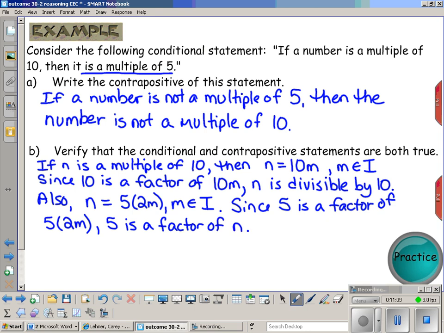All right, so what we have shown is that if you have some number n that is a multiple of 10, it is also going to be a multiple of 5 because 5 is going to be a factor every time. So therefore, the conditional statement is true. So now we need to look at the contrapositive. Since all multiples of 10 are also multiples of 5, we just showed that, a number that is not a multiple of 5 cannot be a multiple of 10. So therefore, the contrapositive is also true.